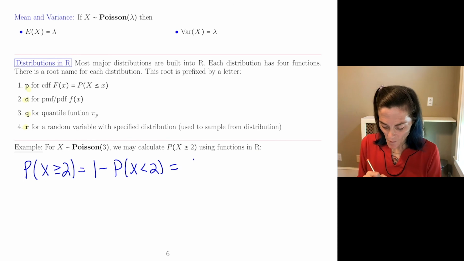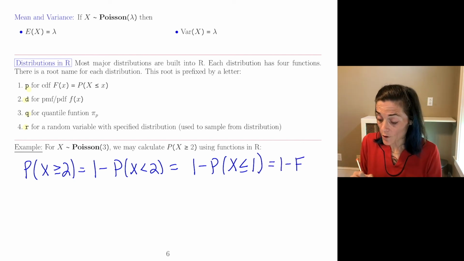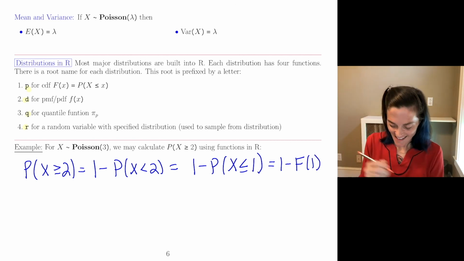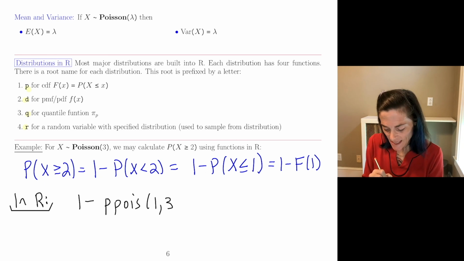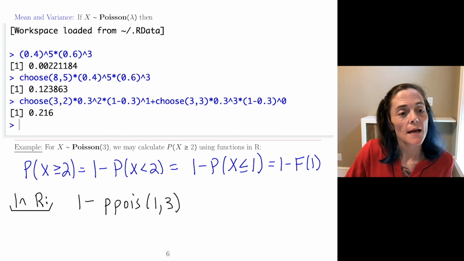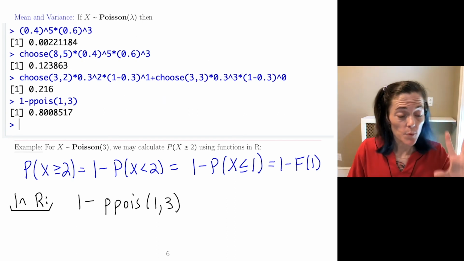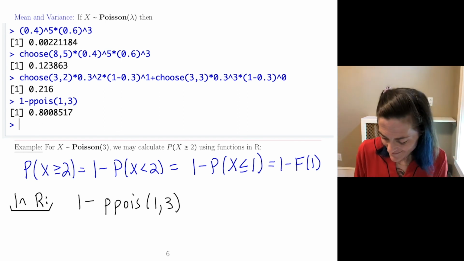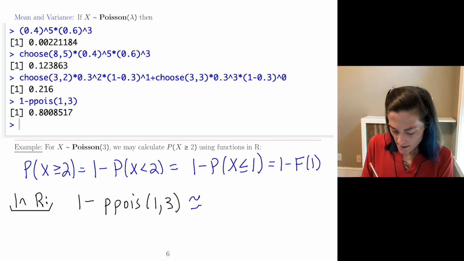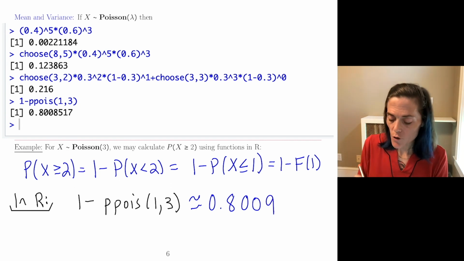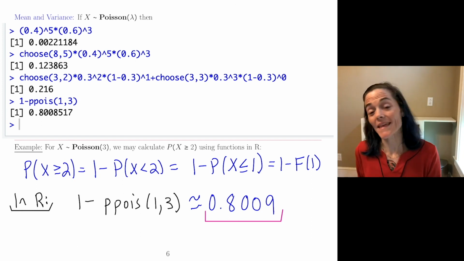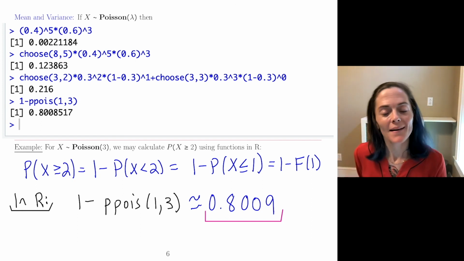So we are in the discrete world right now. Okay, so this is equal to 1 minus the probability that x is less than or equal to 1, which is 1 minus capital F of 1. Now, what are we going to do in R? In R, we are using the P prefix. So this would be 1 minus P Poisson, the x is 1, and the lambda is 3. So let's do this now. We type 1 minus, just like this, ppois 1, 3, and we get 0.80085, so I'll just say 0.8009. If you go back and look at the worksheet where we calculated this without this built-in function from R, we had this exact same value.